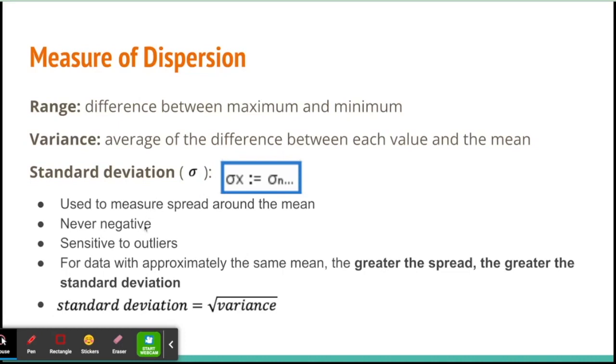This number is never going to be negative since we are square rooting it, so we can't square root a negative number. It is super sensitive to outliers because outliers by definition are very far away from the mean. And for data with approximately the same mean, the greater the spread, the greater the standard deviation. So the higher the number for standard deviation, the more spread out our data points are going to be.